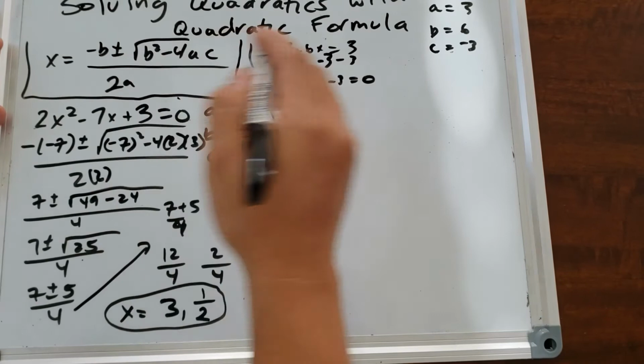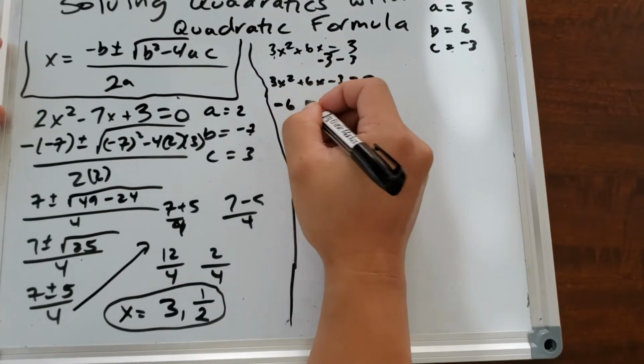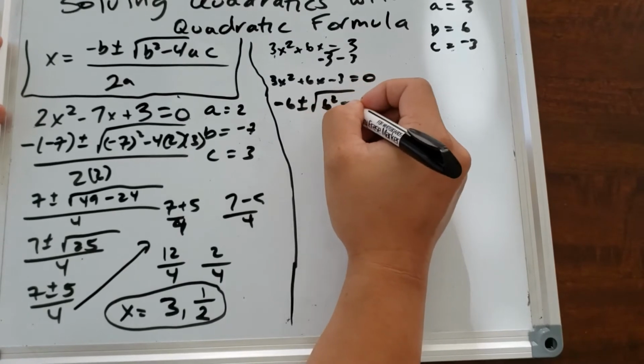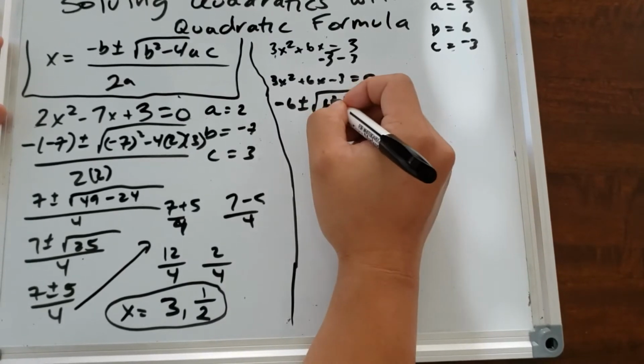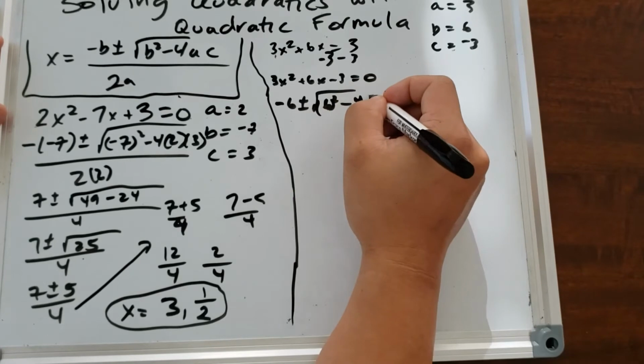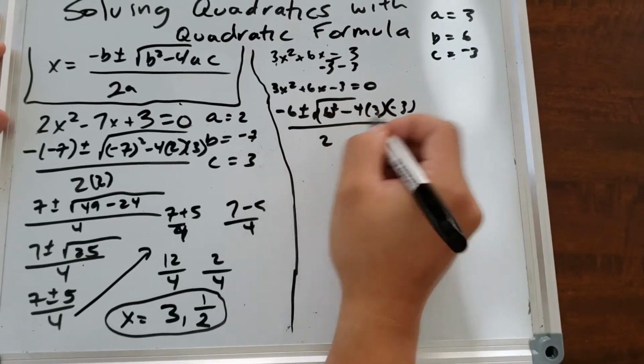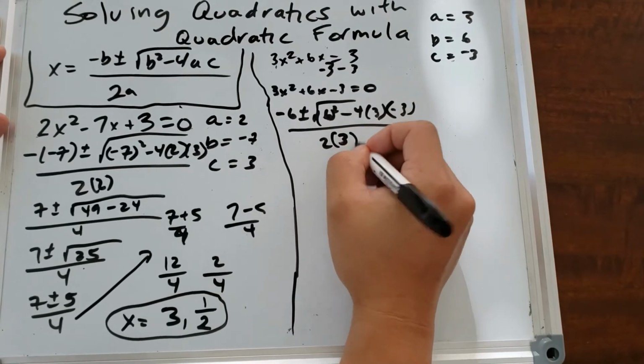So again, I go to my equation, negative b, so negative 6, plus or minus the square root. B squared is 6 squared, minus 4. Now let's put the parentheses. 4, my a is 3, and my c is negative 3, all over 2 times my a, which is 3.